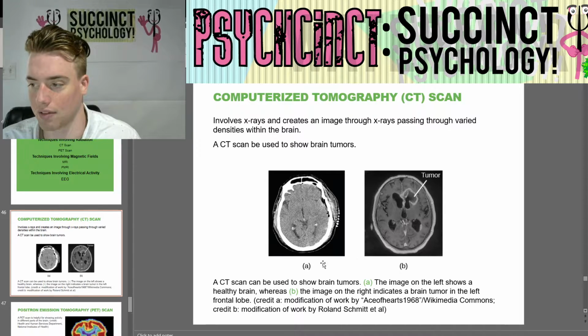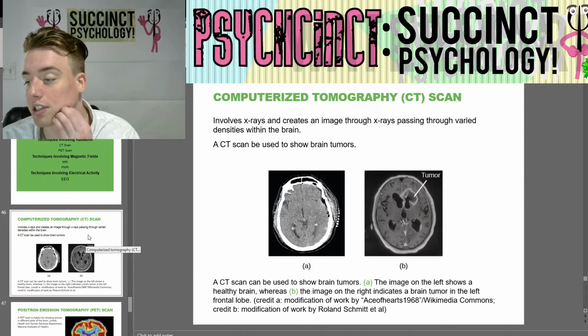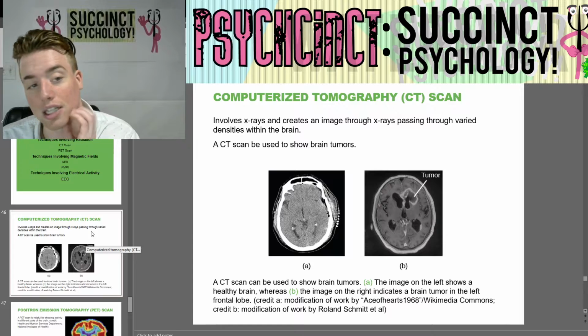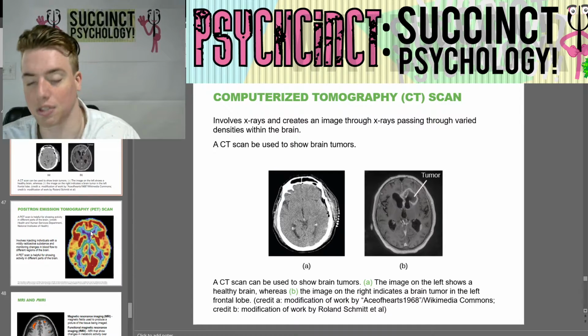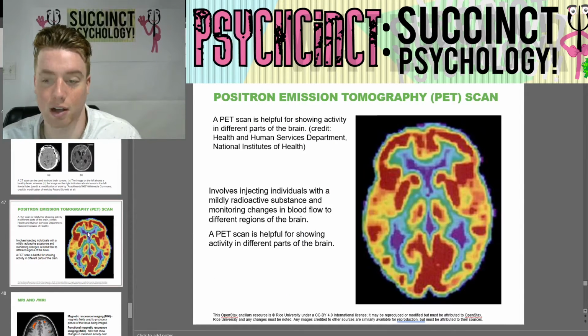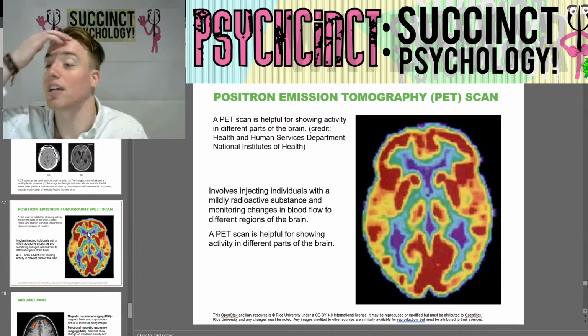So here we have some figures. Figure A is the CT scan. The image on the left shows a healthy brain, whereas the image on the right indicates a brain tumor in the left frontal lobe. So you can see here, this is a nice healthy brain, but you can see this abnormality right here. That's a tumor. So CT scans are good for finding those and helping you fix them, basically, knowing there's something to be fixed.